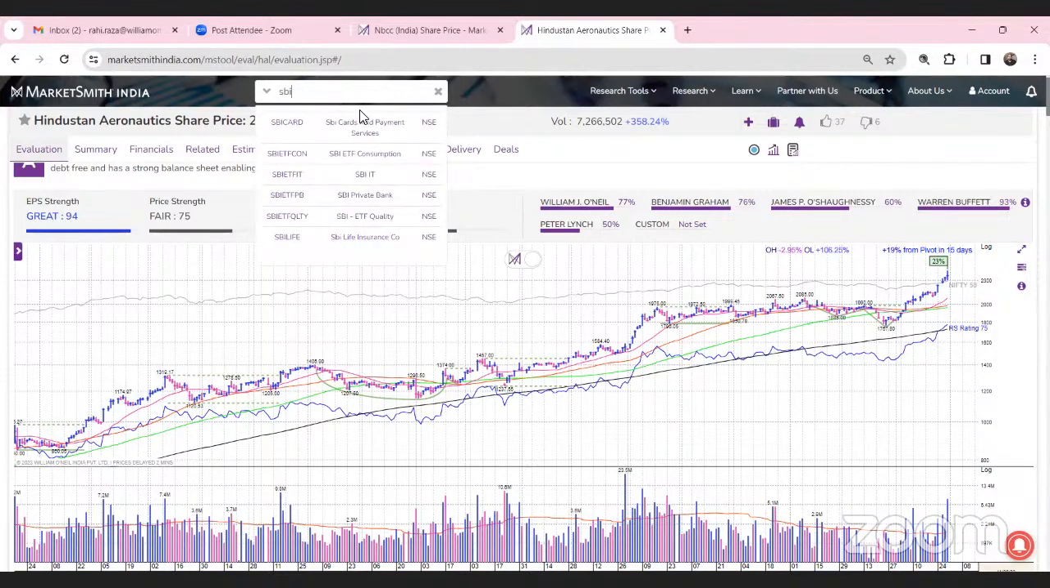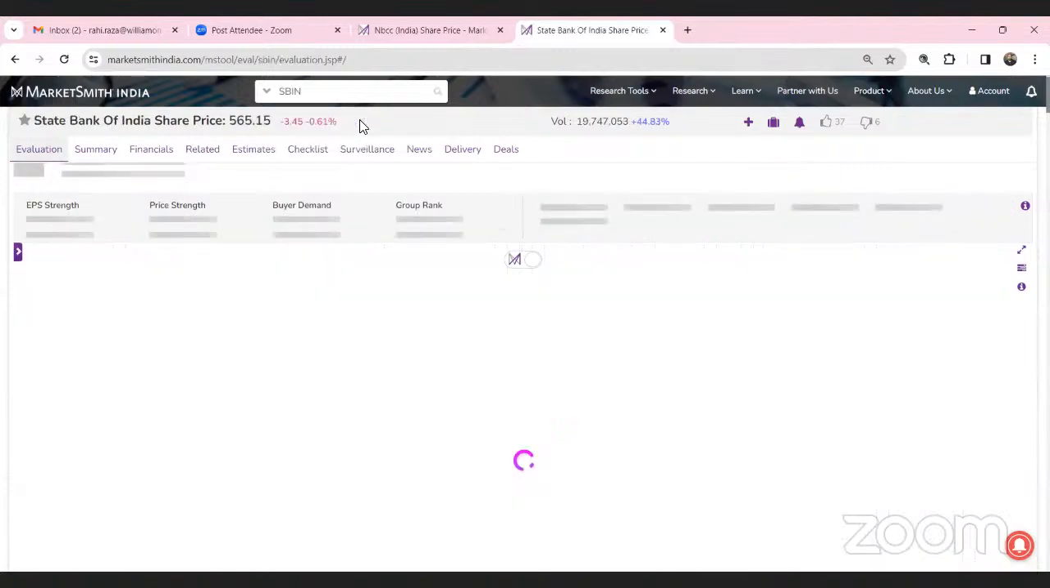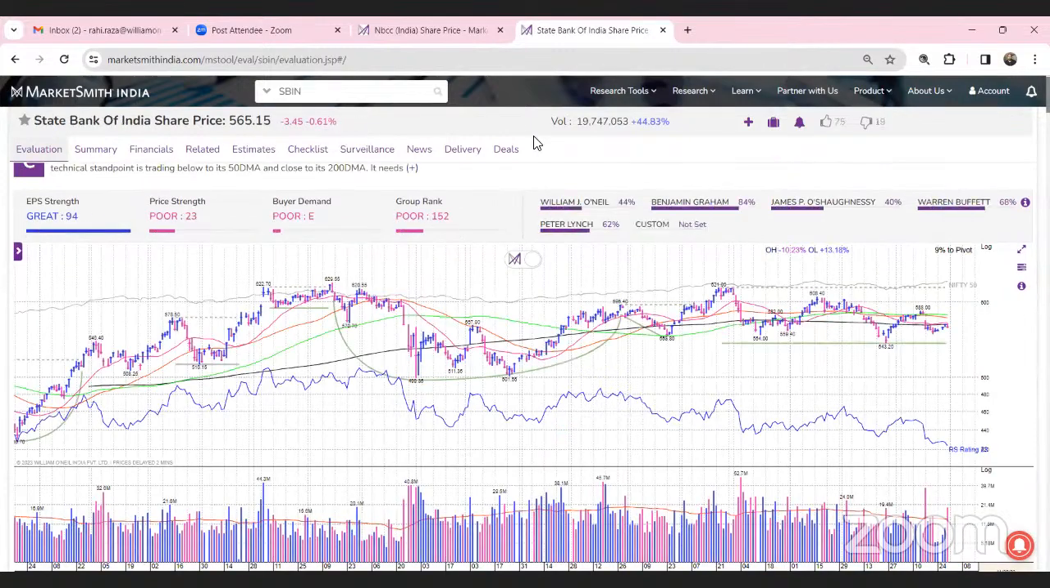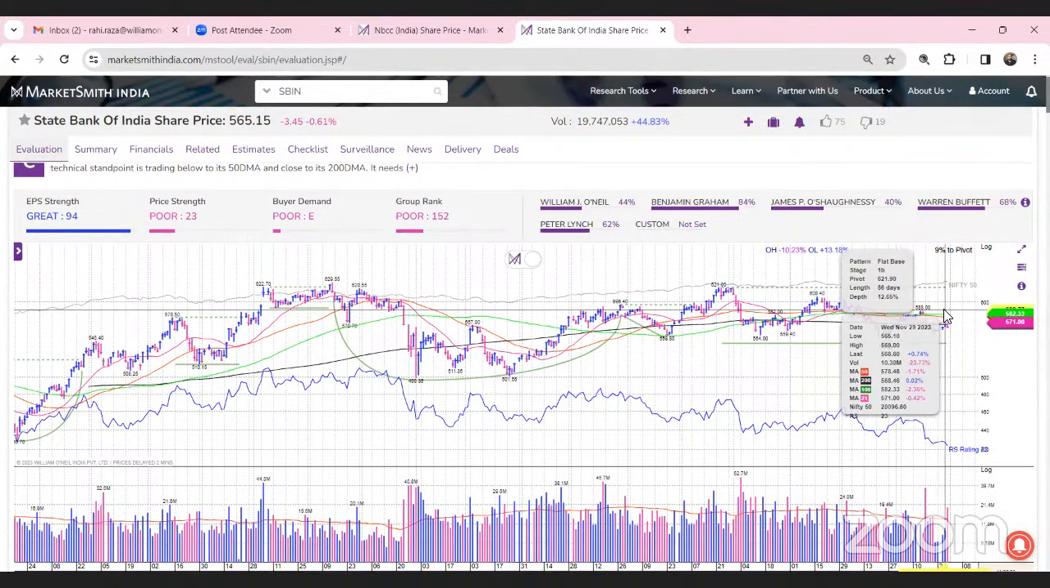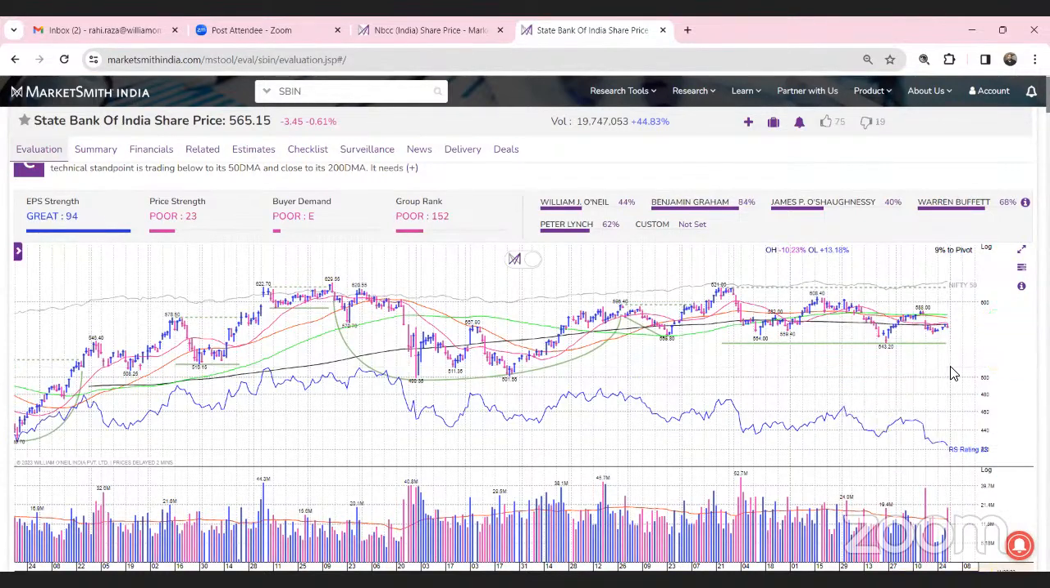SBI. SBI is trading sideways, and we can say some negativity is there. Buying at this point of time is not a great idea. At least it has to reclaim its 100 DMA, or you can buy at 585 to 590. I think if the stock enters at this price, that can be the ideal point to buy, because at that point you can manage your stop loss and your profit goal as well.